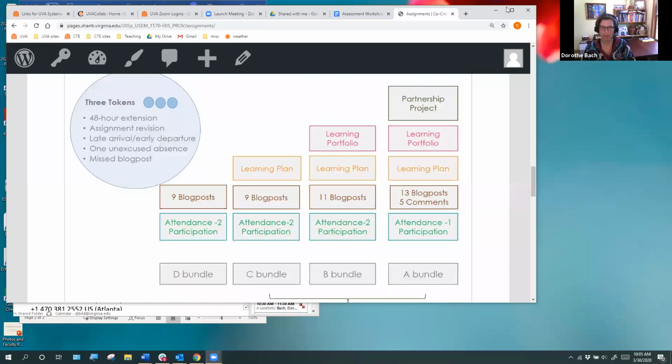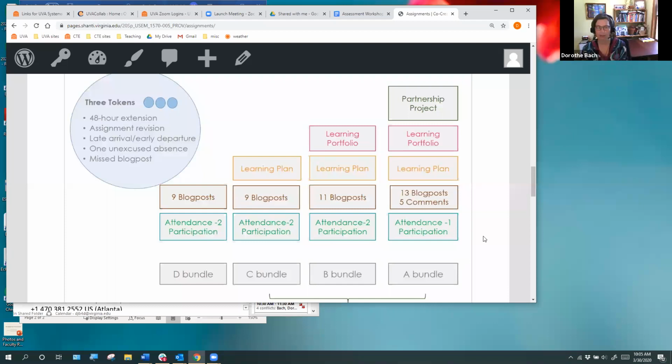So the idea here is that there is a foundation for everything we do in this class. In this case, it's participation and different levels of participation. In order to earn credit, students do attend the class, they write blog posts, and depending on whether they would like a C, B, or an A, they do more of it. And they also, if they want an A, write 5 comments. Everybody is writing a learning plan.